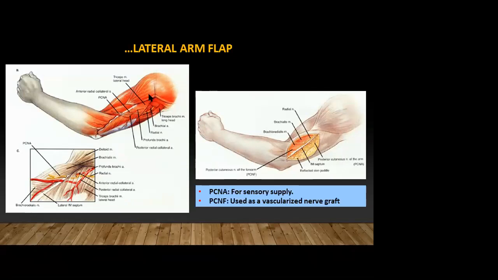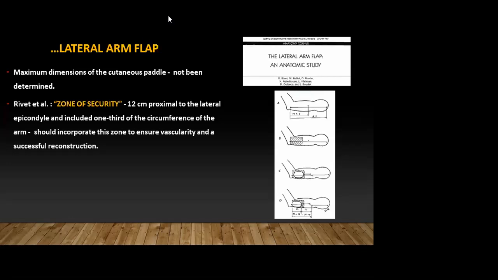So the main blood supply to this lateral flap is from the profunda brachii artery. There are two branches of the profunda brachii artery, the anterior collateral branch and the posterior collateral artery. The main supply to this lateral flap is the posterior radial collateral artery. And this is one article published by Rivet et al. on the anatomic study of the lateral arm flap.